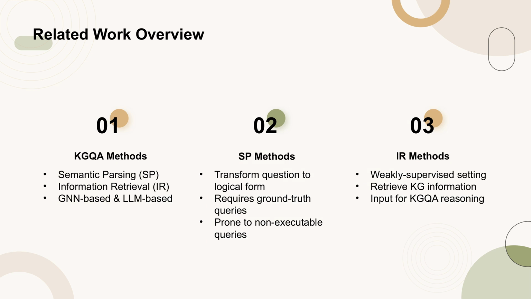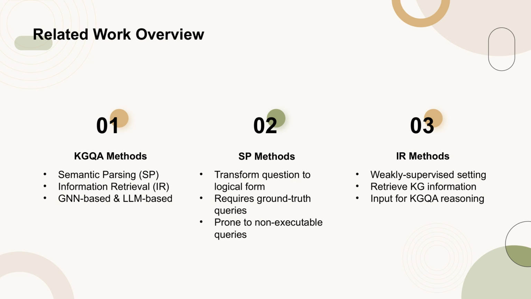In the field of knowledge graph question answering, KGQA, methods can be broadly categorized into semantic parsing, SP, and information retrieval, IR. SP methods aim to convert questions into logical forms, such as SPARQL queries, which are then executed on the KG to retrieve answers.